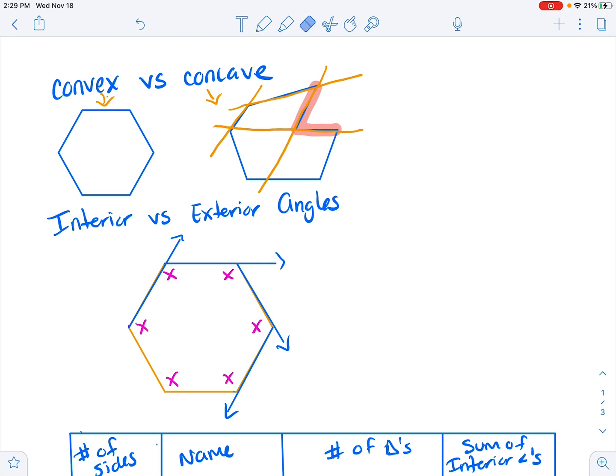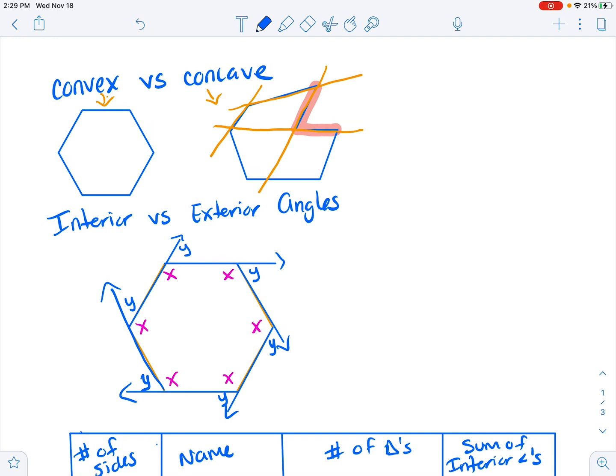Whoops, that one went down. Let's try that again. Oh my goodness. Okay, let's try that again. Go this way, and then this way. Okay, so my exterior angles, I'm going to make Y's. Here they are. These are all of the exterior angles.